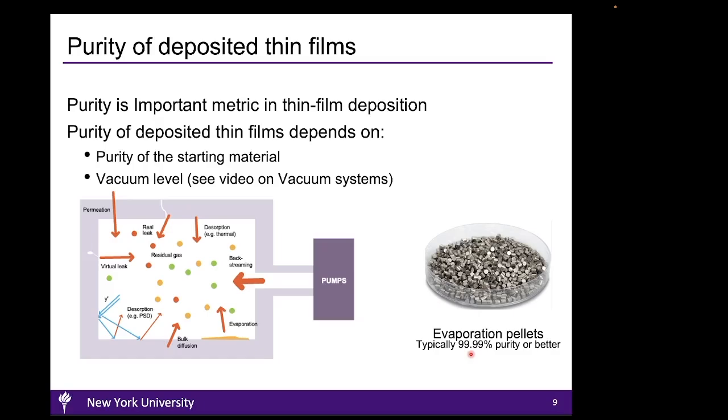Furthermore, the quality of the vacuum system affects the purity of the deposited material. As we discussed in an earlier video, the vacuum level is an indicator of the amount of residual gas molecules, such as oxygen, in a chamber. Therefore, the use of high vacuum and ultra-high vacuum systems will improve the purity of the deposited materials. However, achieving these vacuum levels requires specific pumping systems. Please review our earlier video on this topic for details on relevant pumping systems.